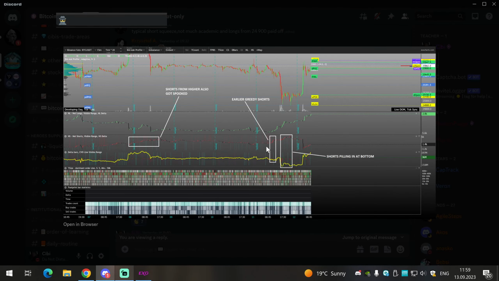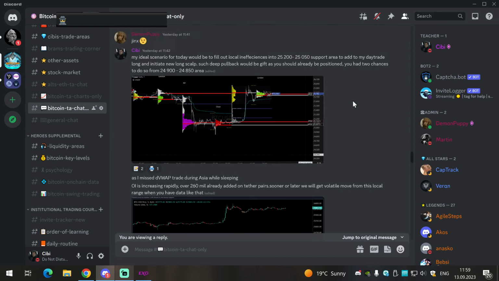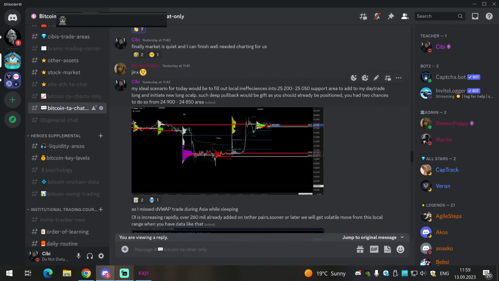Yeah, I was showing where these shorts were destroyed from, as members wanted to know. This was one of the scenarios I was looking at. It didn't happen. I was posting my ideal scenario. This is already Tuesday. So my ideal scenario for today would be to fill local inefficiencies into the 25,200 to 25,050 to add to my day trade long and initiate a new long scalp. Such a pullback would be a gift, as you already should be positioned. You had two chances to do so, from 25,900 to 24,850.